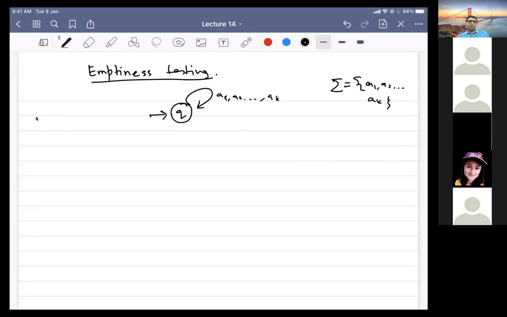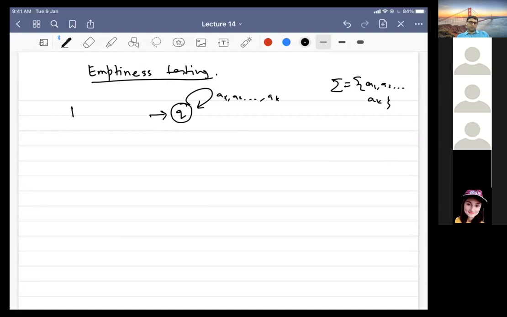So the question is, what are the strings which are accepted by this DFA? It has no accept state, so basically it accepts no string. Since it doesn't have any accept state, it will not accept any string. So M does not accept anything. Or in other words, L of M is the empty set. What is M? M is the name of the machine.